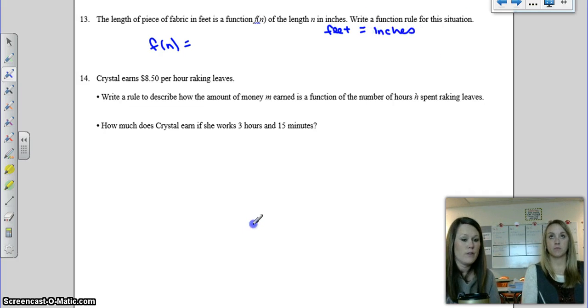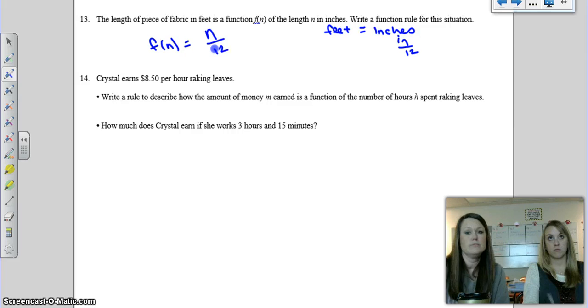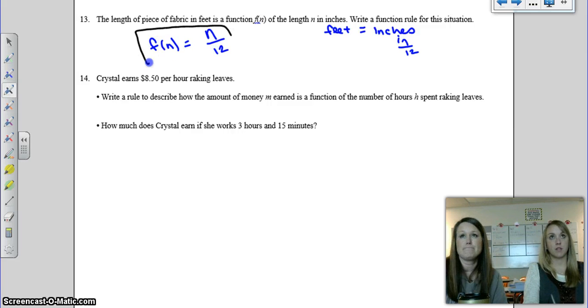Well, how do you get from inches to feet? If I have 24 inches, I would have to divide that. How many feet are there? So 12. So I would do inches divided by 12. In this case they're telling me inches is n, so it'd be n divided by 12. And that's it. That's my function.